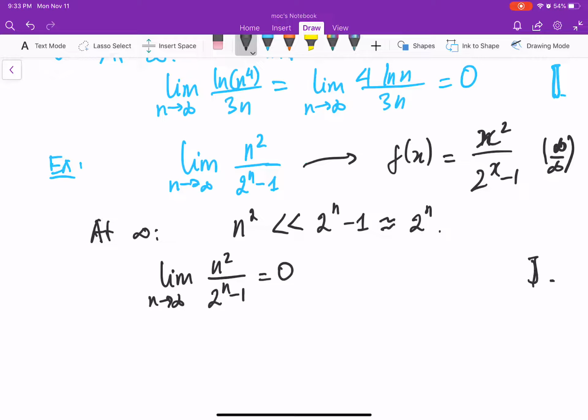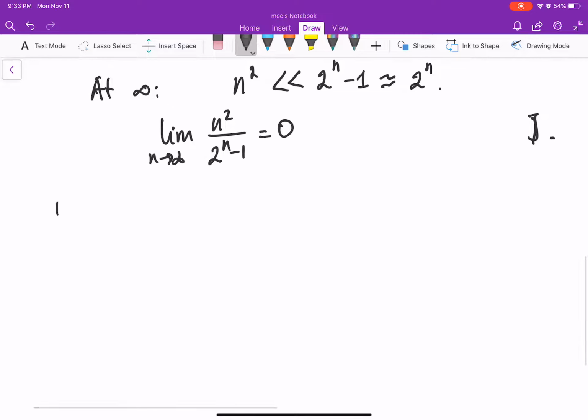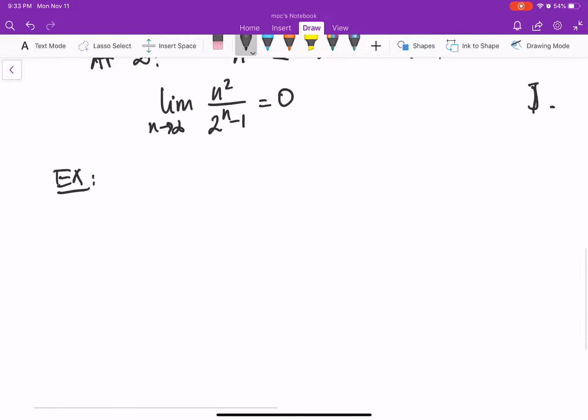Okay, so that's how we can use similarity and comparison to solve limits of sequences. Now let's talk about convergence of series, right? And how to use similarity at infinity and comparison to consider convergence. Let's consider the following series, the sum for n from 1 to infinity of 8n over 4n squared plus 1.